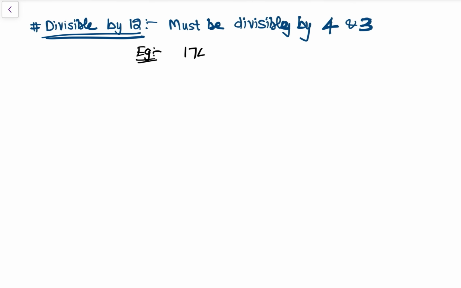See, 1740. So divisible by 3 is what? इनको add करो. Sum of digits. 1 plus 7 is 8. 8 plus 4 is 12. 12 is 4 into 3. So as this is divisible by 3. Divisible by 3. Then divisible by 4.